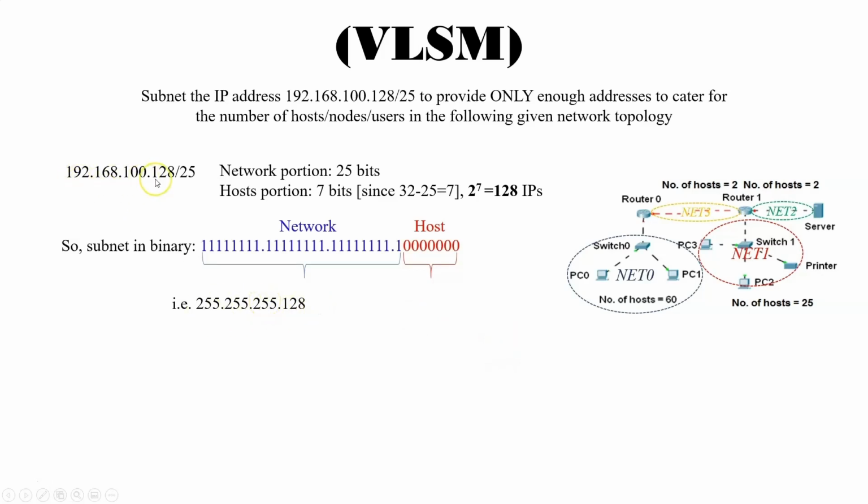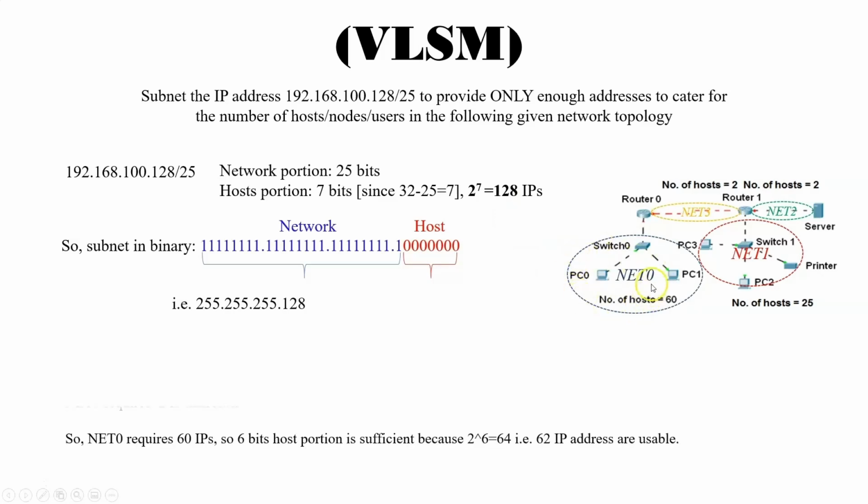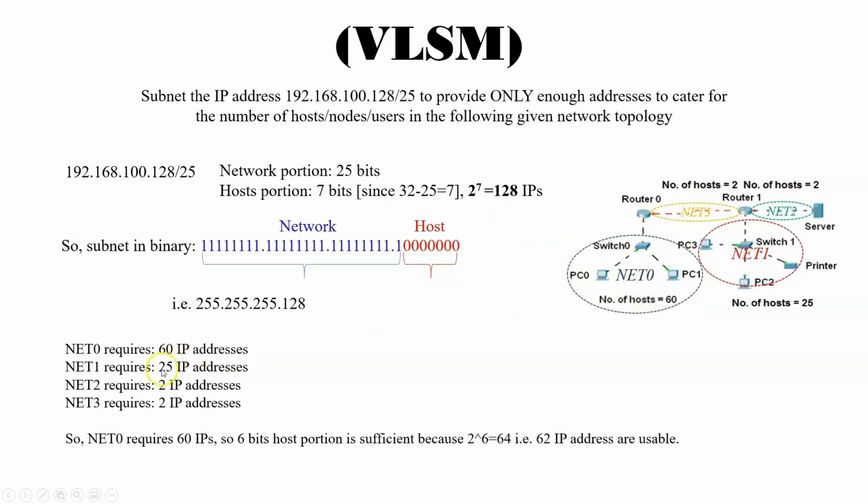So now we know that is the subnet mask for this given original network. This is the network address, the subnet ID or network ID. For this primary IP address there can be 128 IP addresses because 7 bits are reserved for the host, so altogether 126 usable IP addresses are available. How many IP addresses do we need for net 0? We need 60. For net 1, we need 25. For net 2, we need 2 IP addresses, and for net 3, we need 2 IP addresses as well.